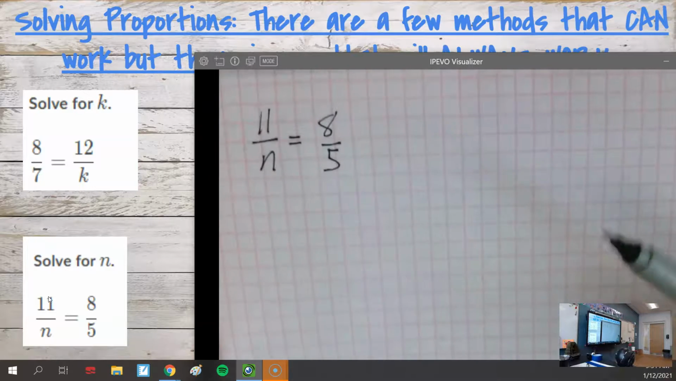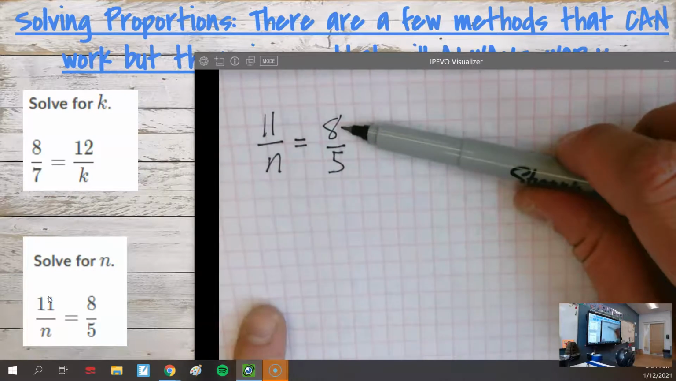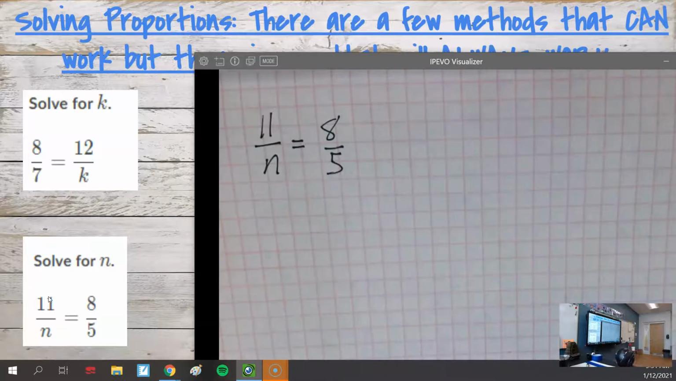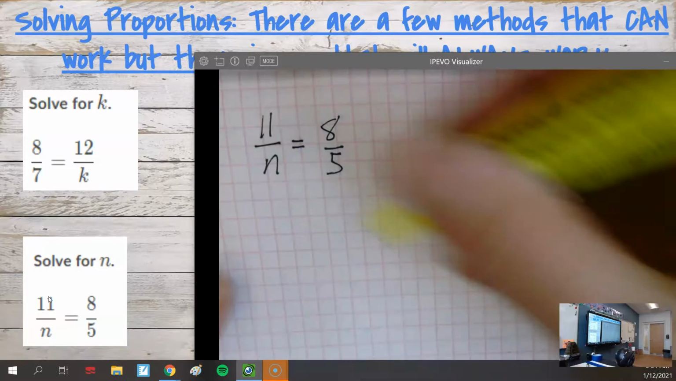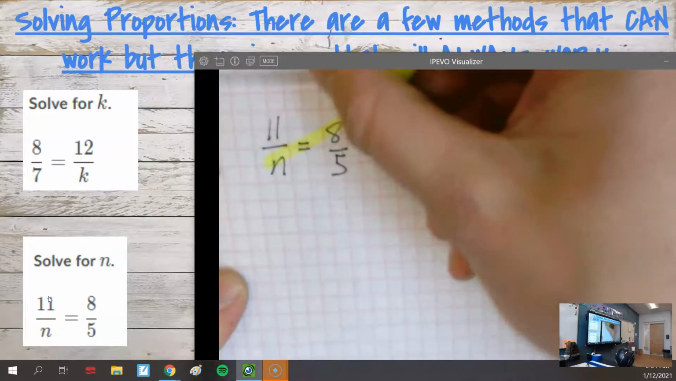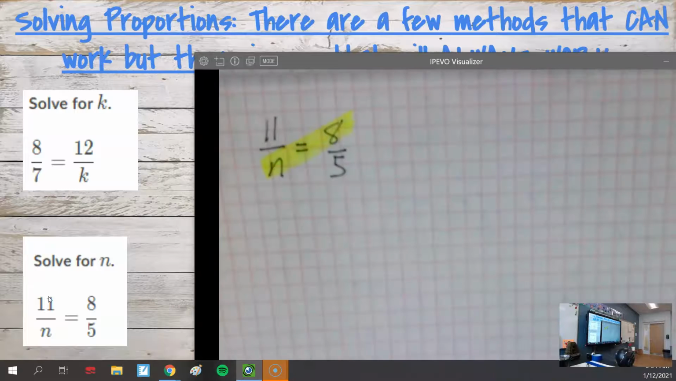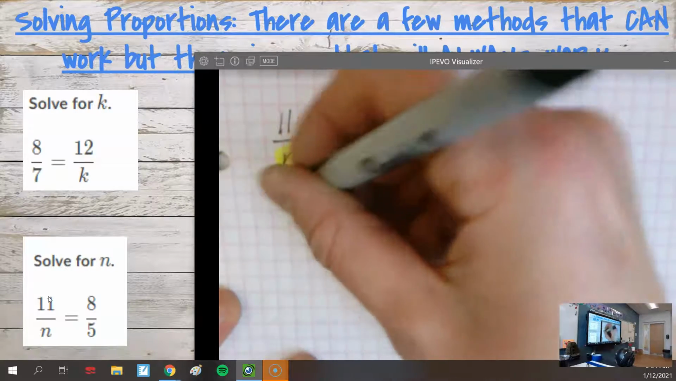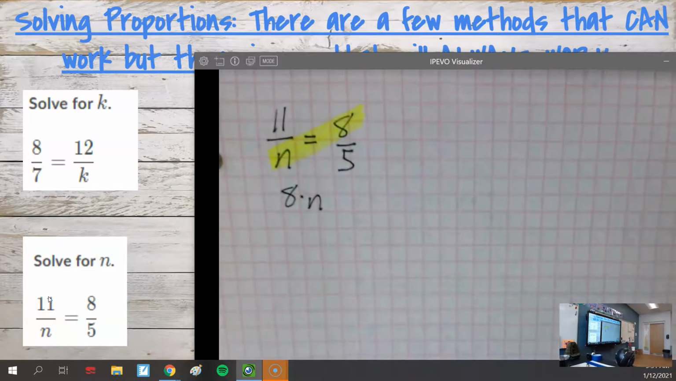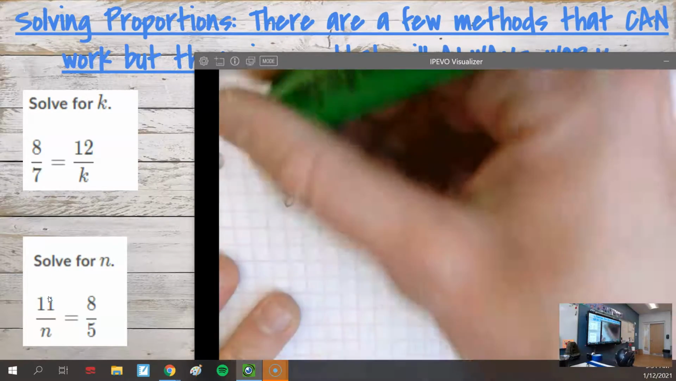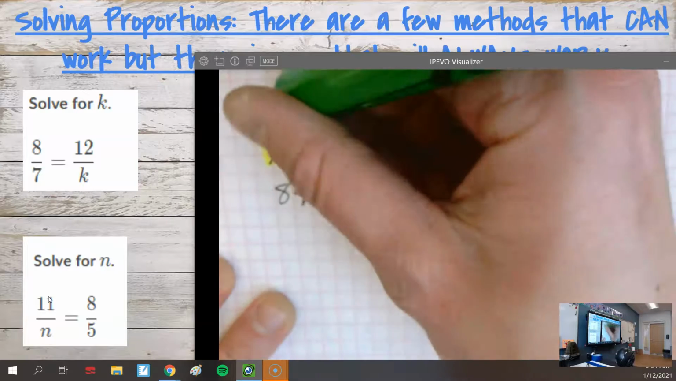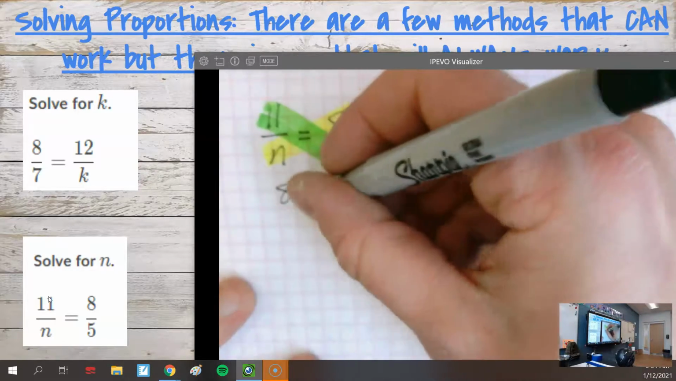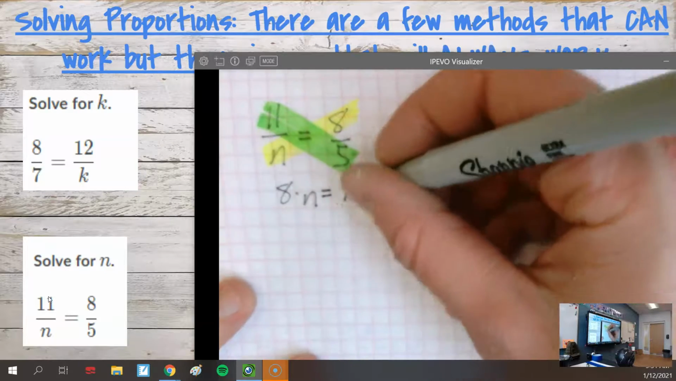It's not horrible to try to go from 5 to 8 or 8 to 5, but still, let's try that cross product technique. So like I said, I take the variable 1 first. So what do we get when we multiply there? 8n, right? Because there's nothing to really multiply. And that'll be equal to, what's 8n equal to? What'd you get? Yeah, 11 times 5, so it's 55, right?